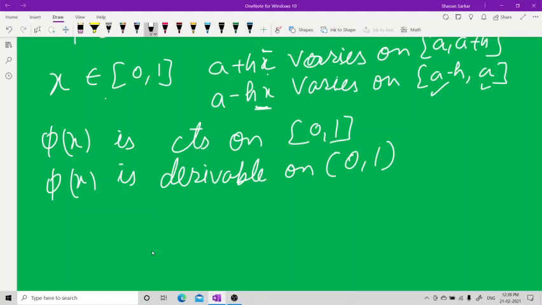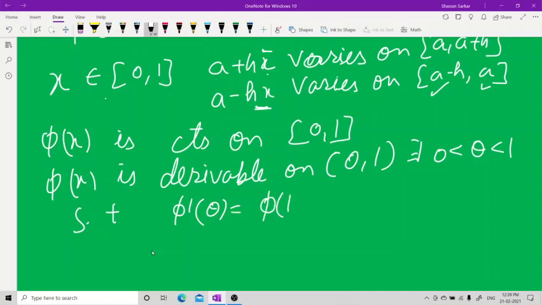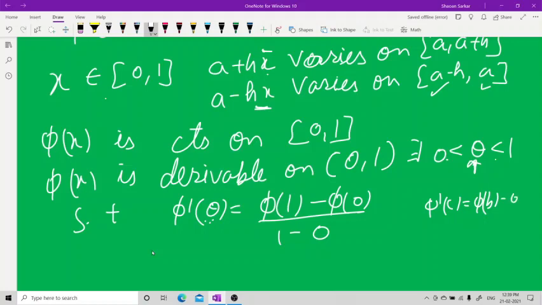Now there exists a theta lying between 0 and 1 such that phi dash theta is equal to phi of 1 minus phi of 0 over 1 minus 0. Now most of you would say theta is between 0 and 1, then this should be theta x and all that. No, that's not the thing. It is behaving like C, that is phi dash of C equals phi of B minus phi of A upon B minus A. You do not write theta x.